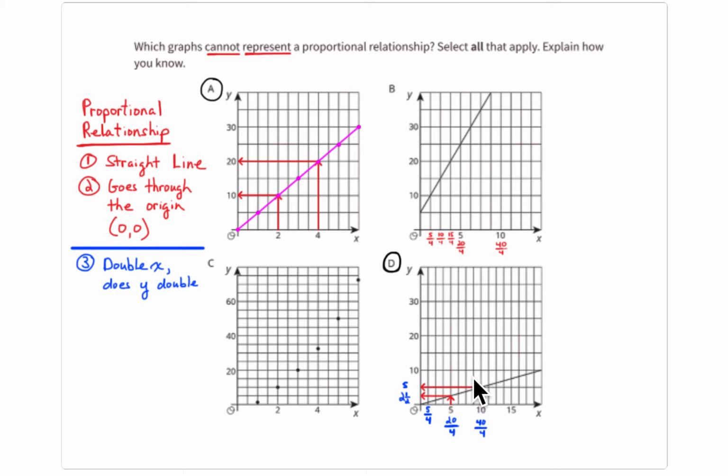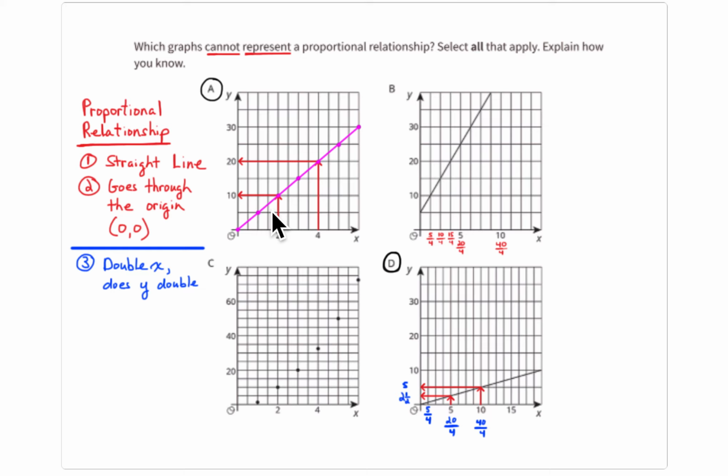And down here for D, it's a straight line that goes to the origin. If you double x from 5 to 10, so at 5, x is 2.5. I'm sorry, y is 2.5 for x equals 5, and when x equals 10, y is equal to 5. So that looks good. If you double the value of x from 5 to 10, then you double the value of y from 2.5 to 5.